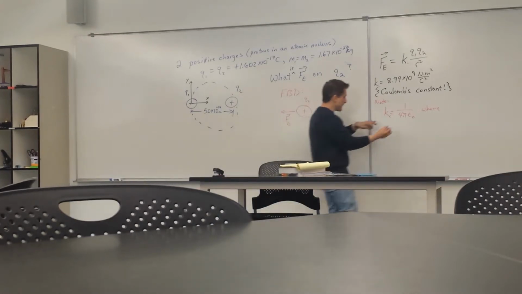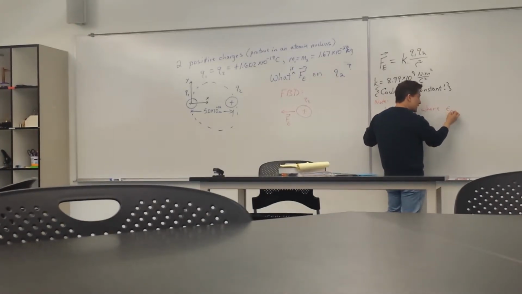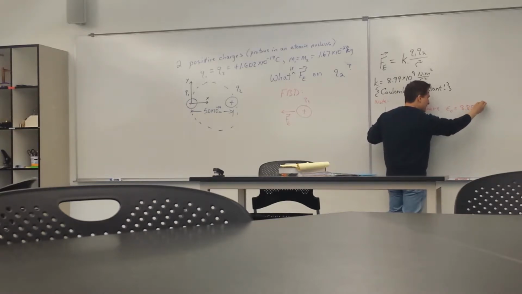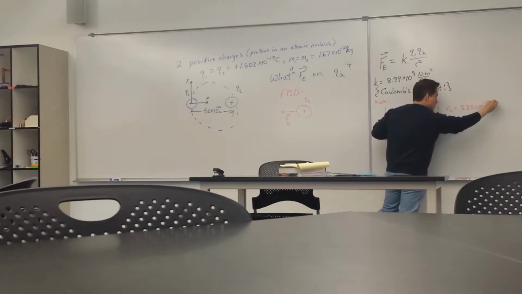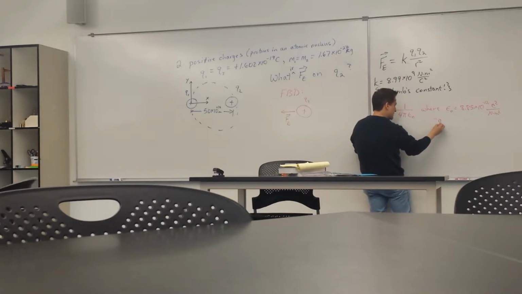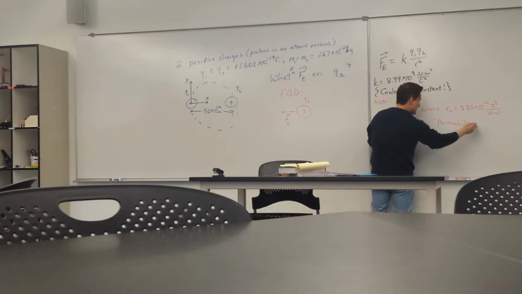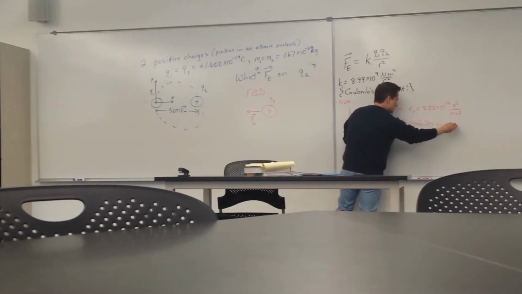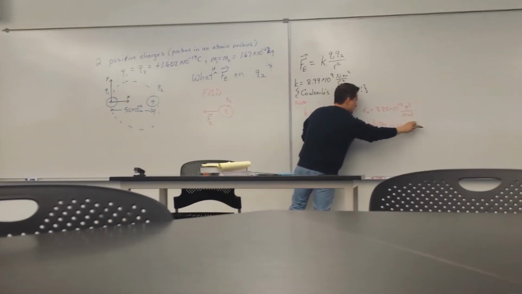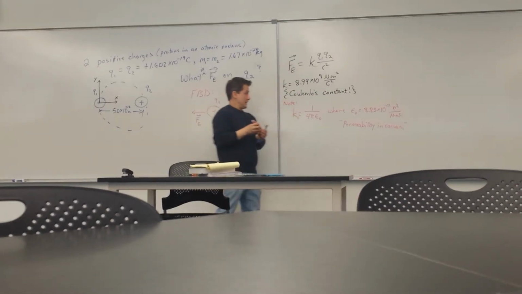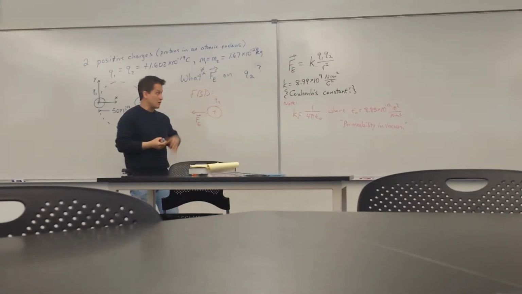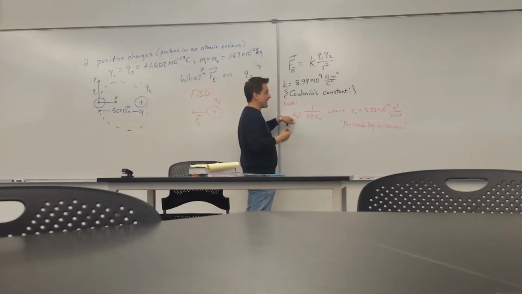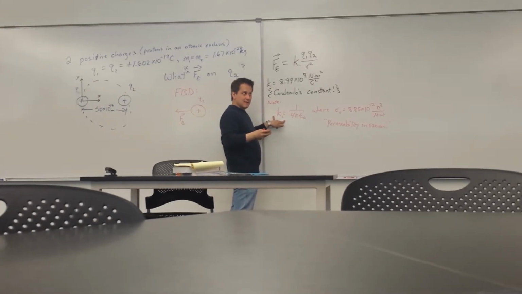And this epsilon naught corresponds to 8.85 times 10 to the negative 12 Coulomb squared per Newton meter squared. And this is referred to as the permittivity in vacuum. It actually is different in other materials like insulators, but in a vacuum, it's this ridiculous number. So probably at some point, both of these numbers you ought to have in your calculator stored somewhere.